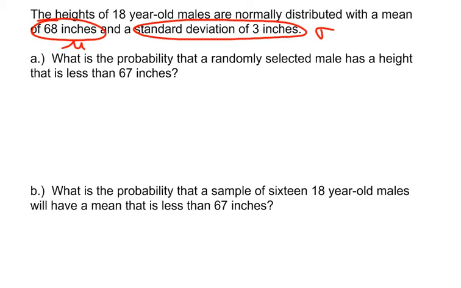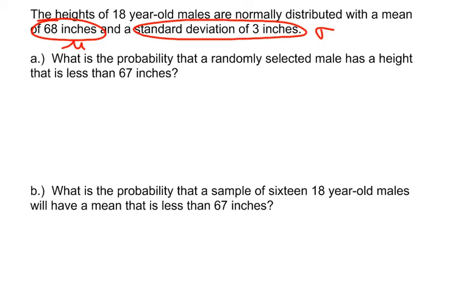Now, we don't always know that, but we'll talk later on about some techniques you can use to find this information based on your samples. But for right now, we know that the mean of the population is 68 and the standard deviation is 3. We'll call that sigma. So part A is asking us, what is the probability that a randomly selected male has a height that is less than 67 inches?